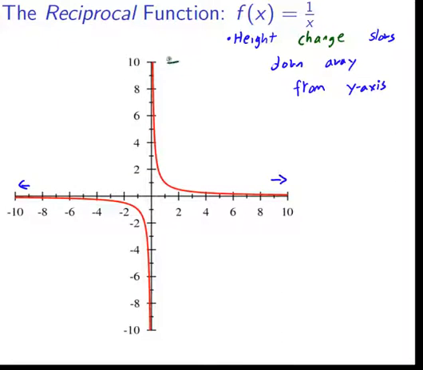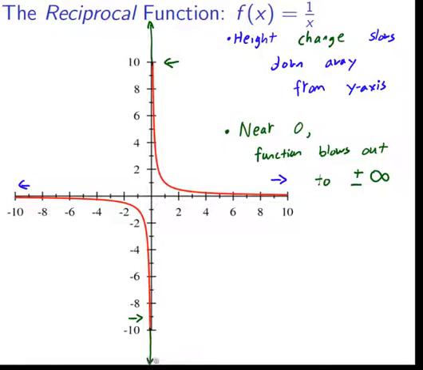But as we get closer and closer to the y-axis, the height is going to blow out. So near 0, the function blows out. And by that I mean it blows out to either positive or negative infinity. As we approach 0 from the right side, we blow out to positive infinity. As we approach from the left side, we blow out to negative infinity.